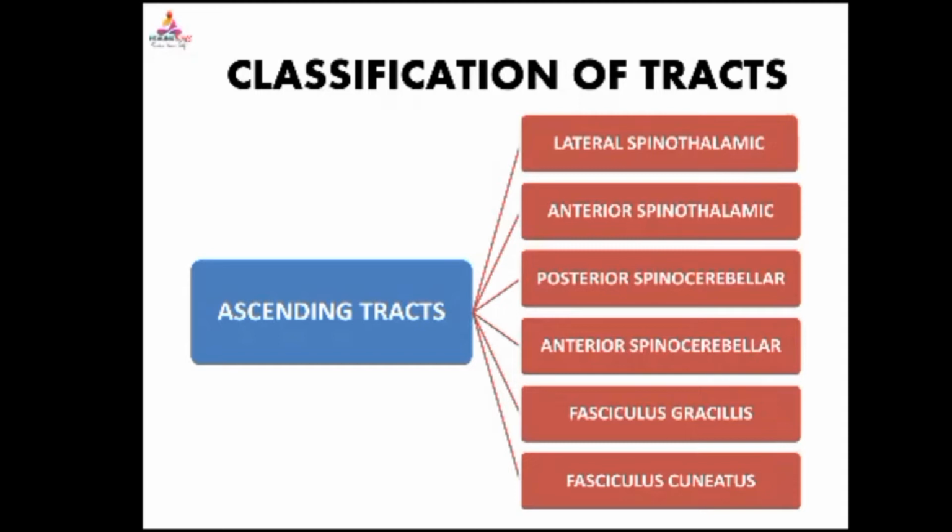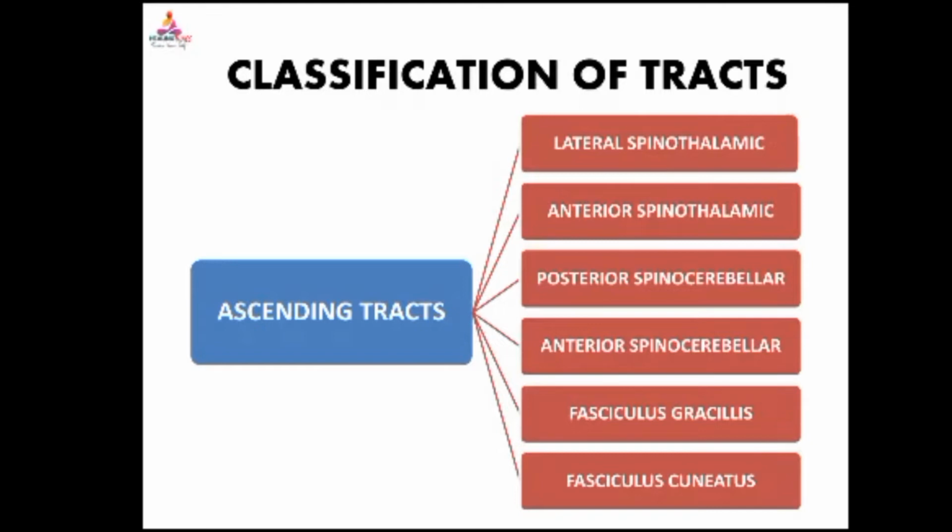First one is those concerned with pain and temperature sensations and crude touch. Example, lateral and anterior spinothalamic tracts. Second one is those concerned with fine touch and conscious proprioceptive sensation. Example, fasciculus gracilis and fasciculus cuneatus. Third one is those concerned with unconscious proprioception and muscular coordination. Example, anterior and posterior spinocerebellar tracts.